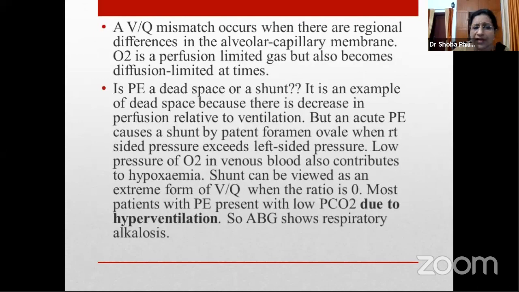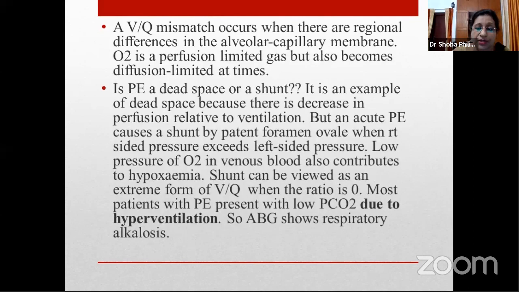So a ventilation perfusion mismatch, when does this occur? This occurs when there's a regional difference in the alveolar capillary membrane. And as Sir explained beautifully, oxygen is a perfusion limited gas. That is, it is determined by the partial pressure. So the difference in partial pressure helps in the diffusion of oxygen.